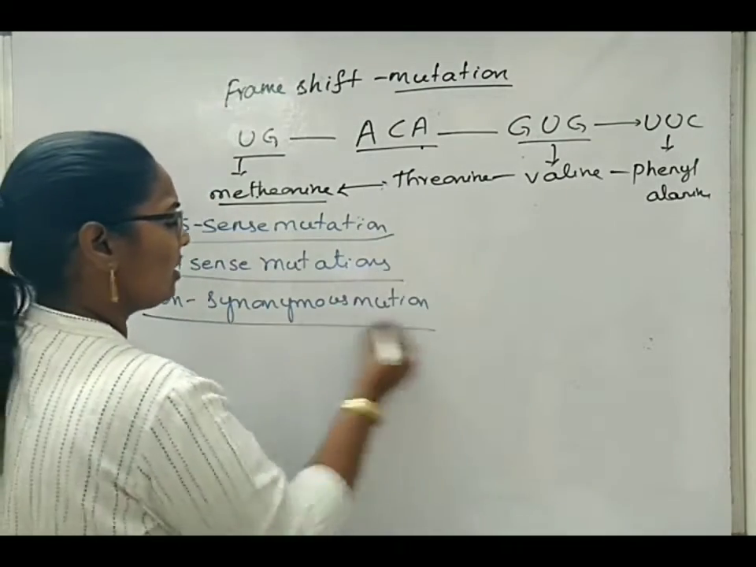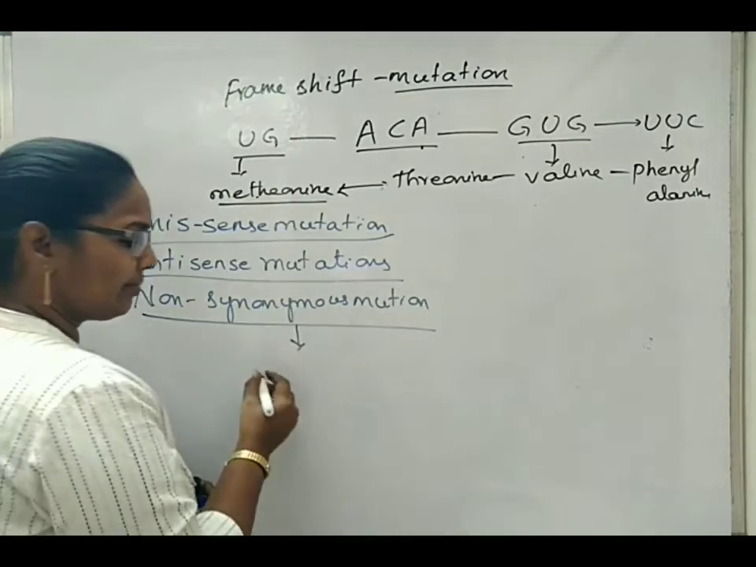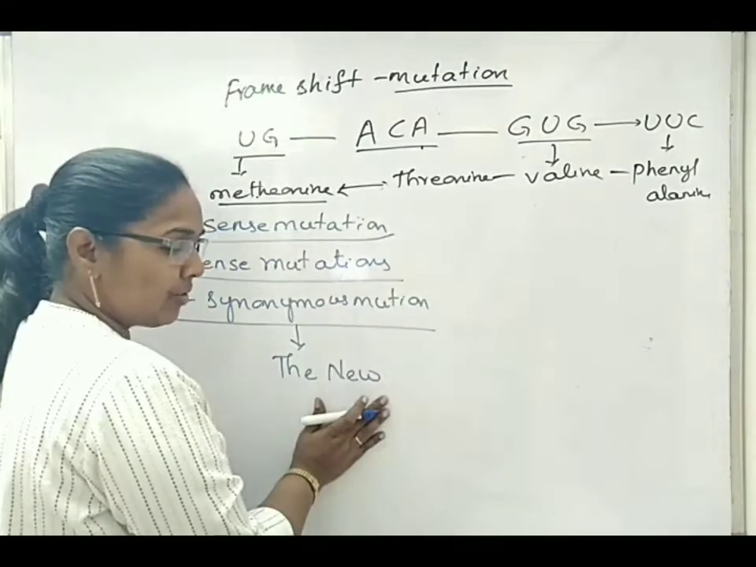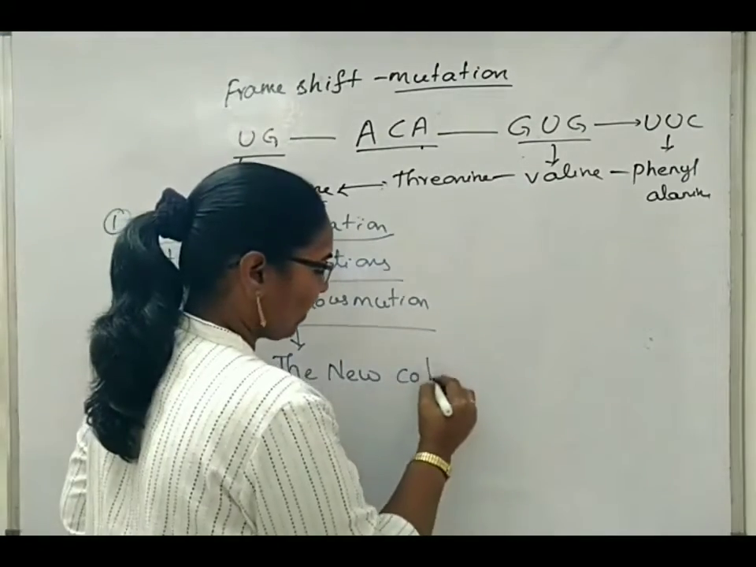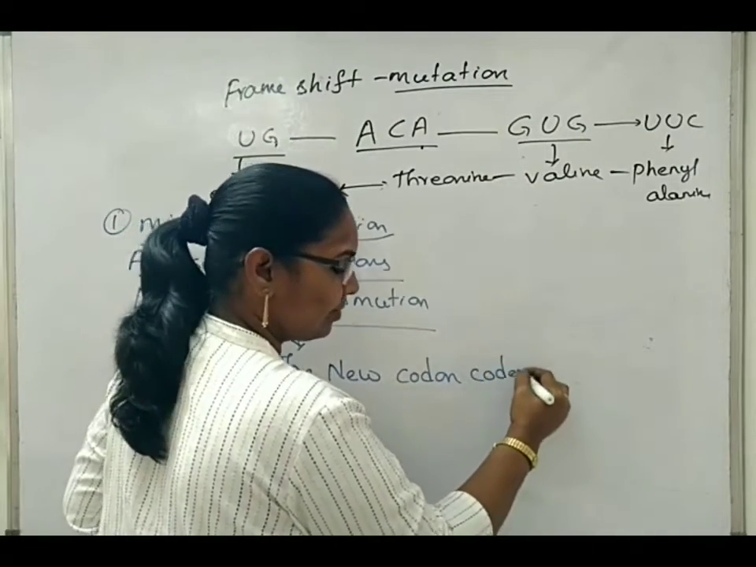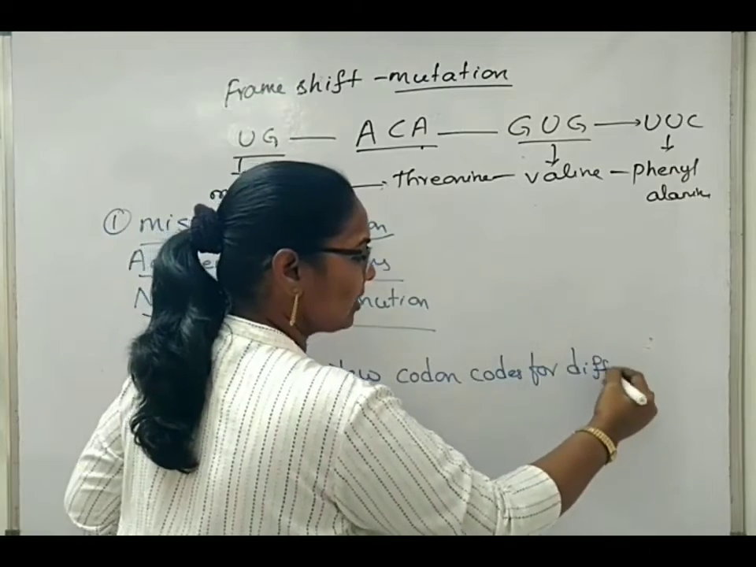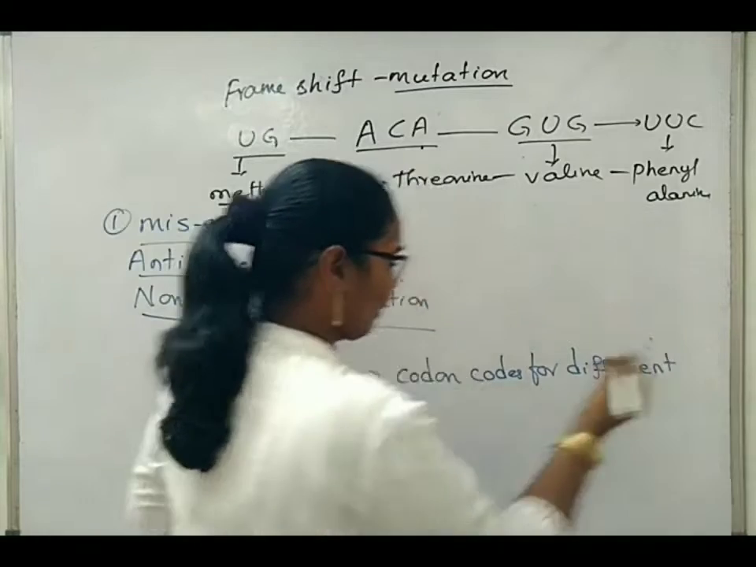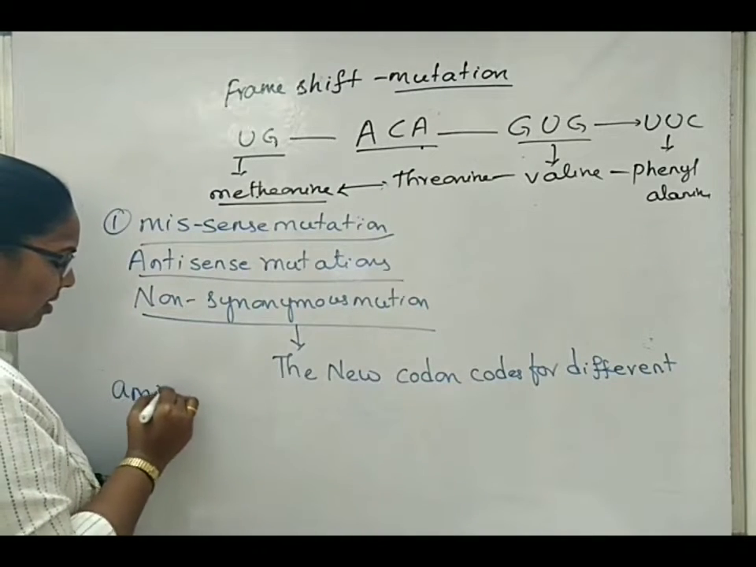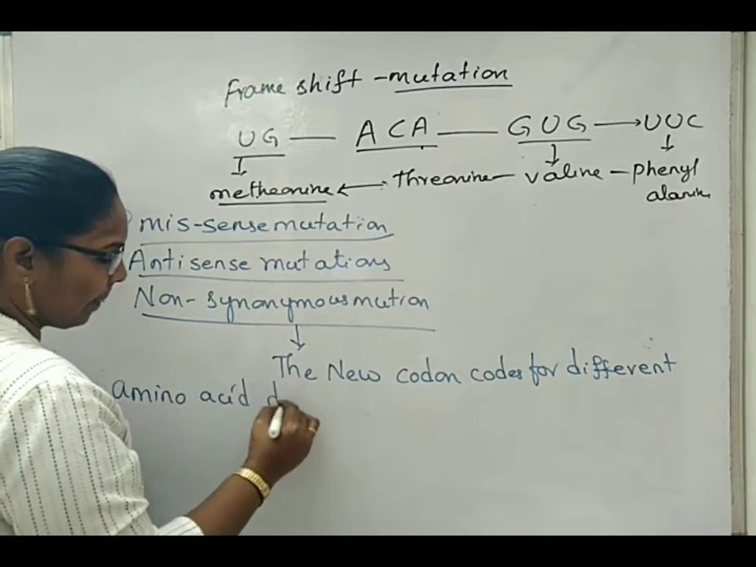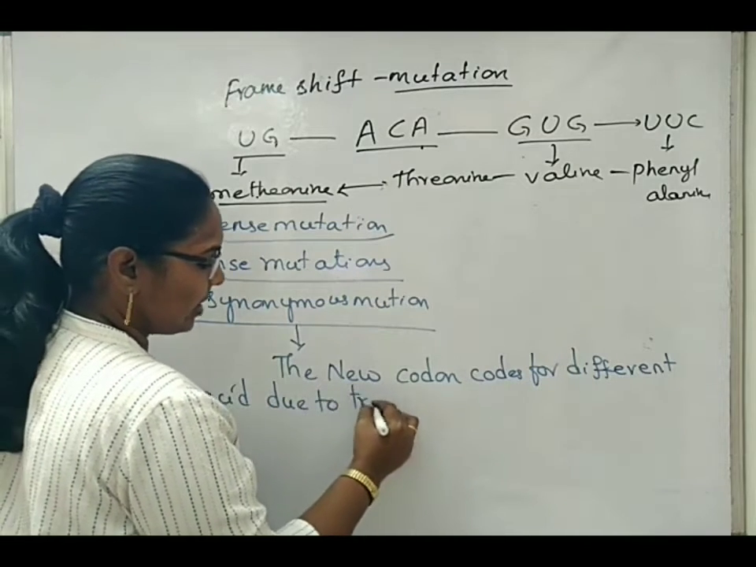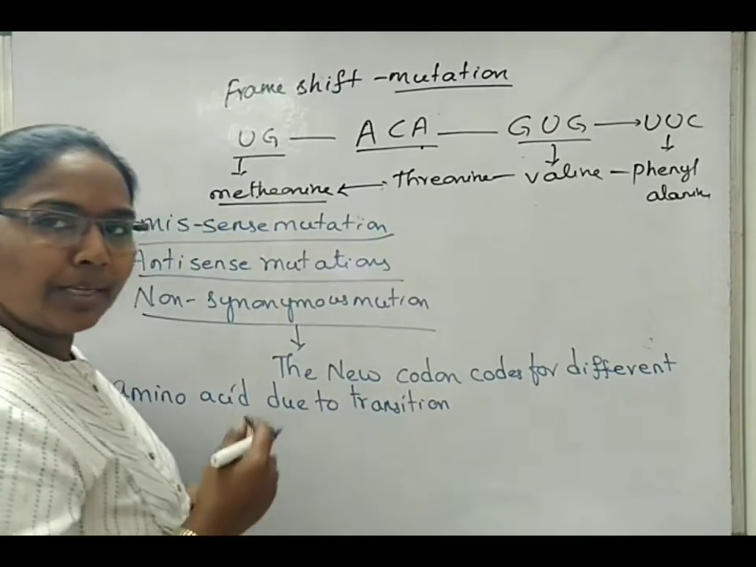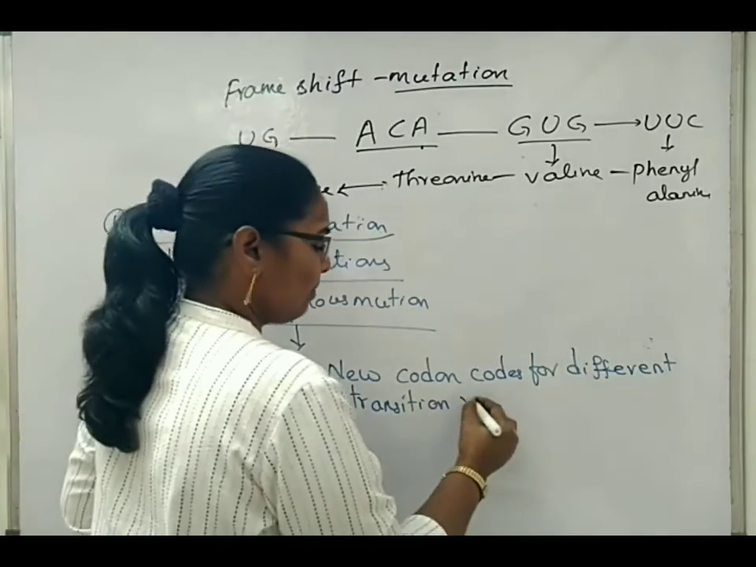Now, what do these words mean? The new codon that is changed because of the mutation codes for a different amino acid when we compare to the original sequence, due to transition mutation. What is transition mutation? Replacement of a purine by another purine or replacement of a pyrimidine by another pyrimidine.